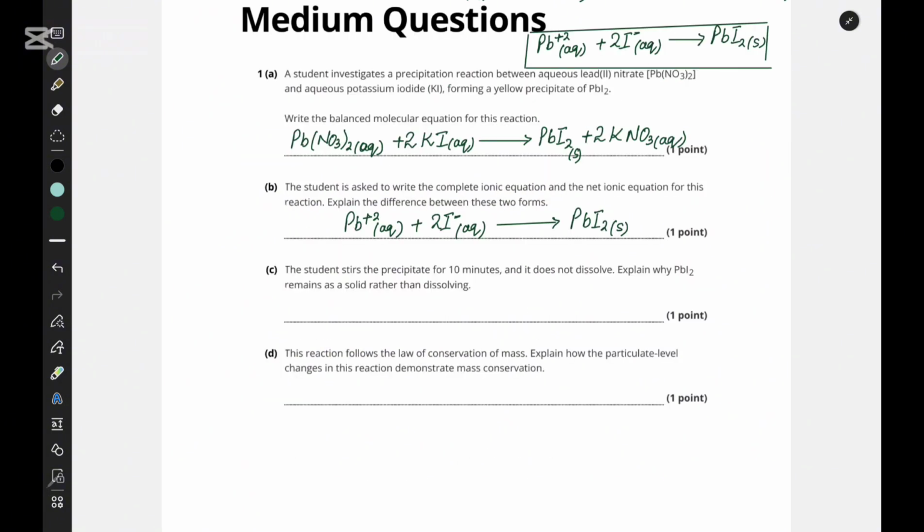The student stirred the precipitate for 10 minutes and it does not dissolve. Explain why PbI2 remains as a solid. So the reason is that its lattice energy, the energy needed to break the ionic bond, is too strong for water molecules to break apart.